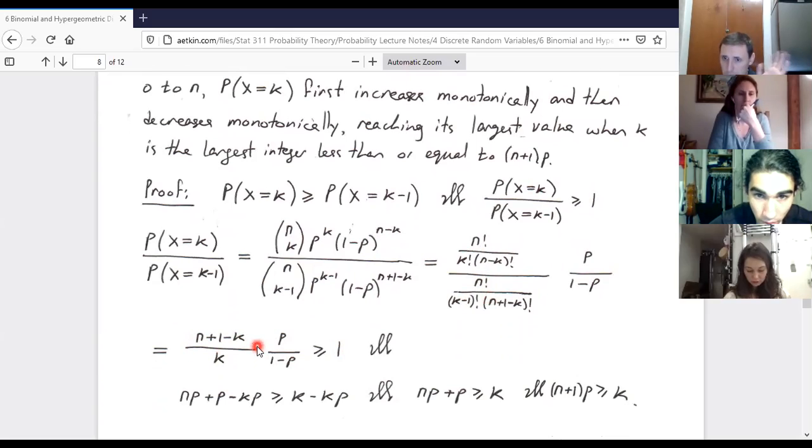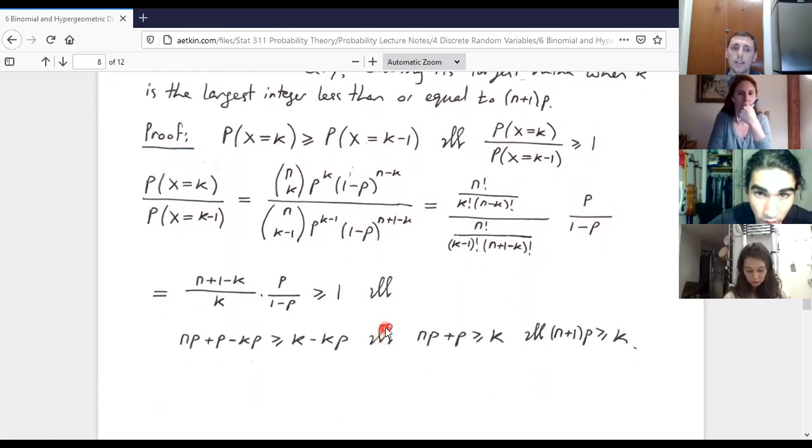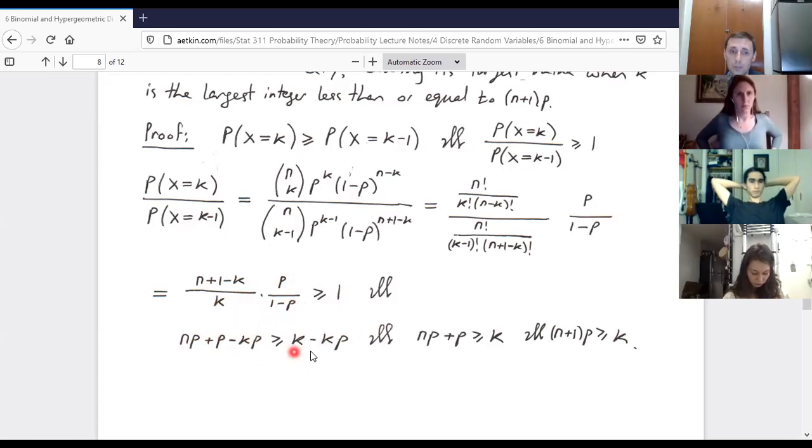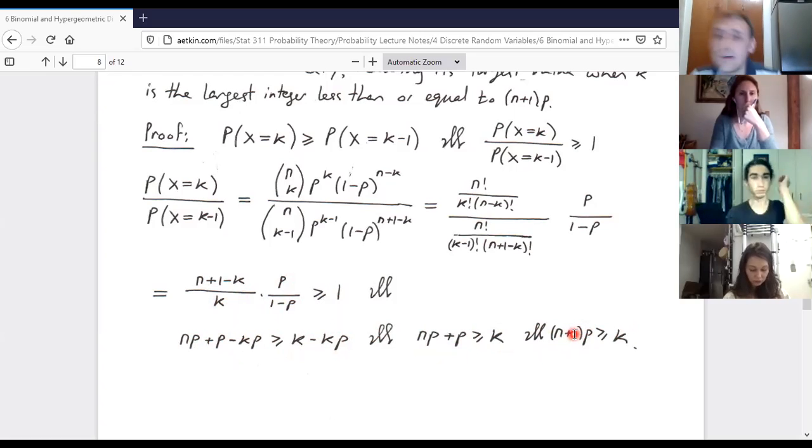Make sure you do this algebra, you will figure it out. Simple enough. Then I multiply by the denominator, and I see that this part multiplied by p is bigger than or equal to the denominator, k times 1 minus p. Then I continue simplifying a little bit more. I can eliminate this, and I see that np plus p must be bigger than or equal to k. And that happens if and only if n plus 1 times p is bigger than or equal to k. So k should not exceed this number. If it exceeds this number, then I no longer have greater than or equal, I have less than. So that tells me that this is my peak. Good?